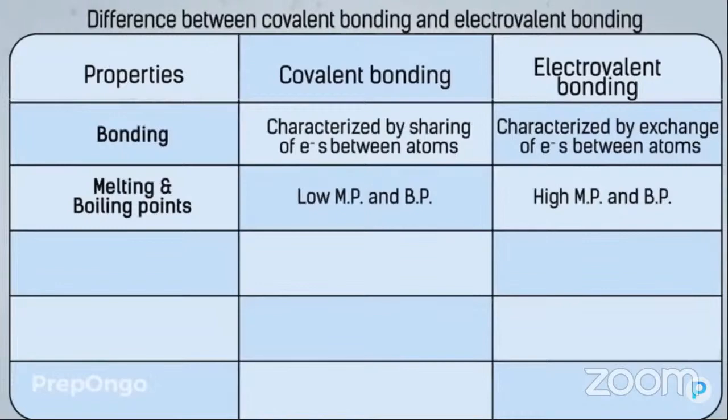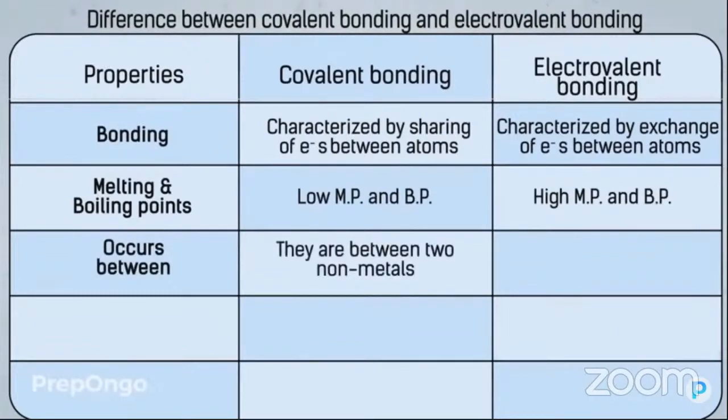The third property is what are the components or the atoms they occur in between. So the covalent bonds are between two nonmetals and the electrovalent bonds are between a metal and a nonmetal.